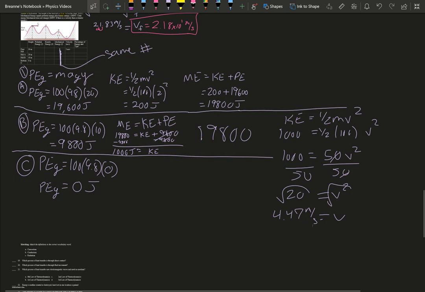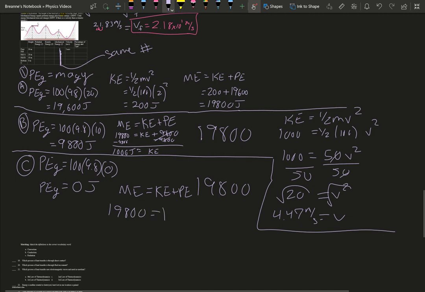So then at C, we have zero potential energy. So if our mechanical energy stays the same, and we're using our ME equals KE plus PE equation, our mechanical energy is this. We're looking for our kinetic energy, and our potential energy is 0. That means it's 100% kinetic energy. It has no height. So all of the energy has been officially transformed into kinetic energy. So that should be the same joules there.